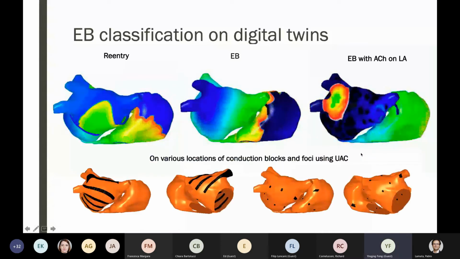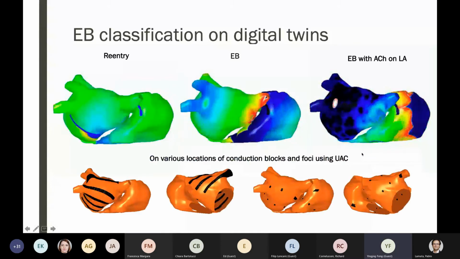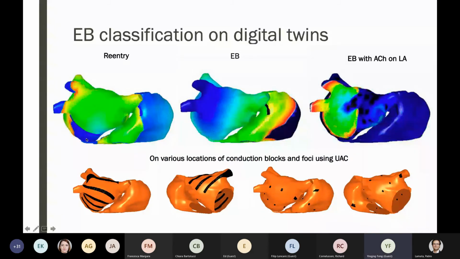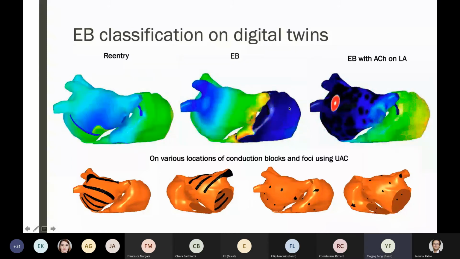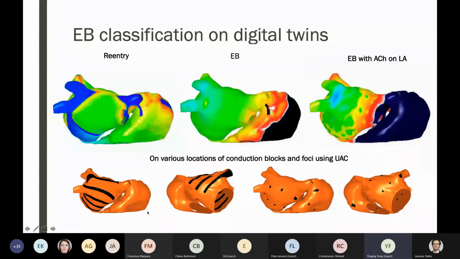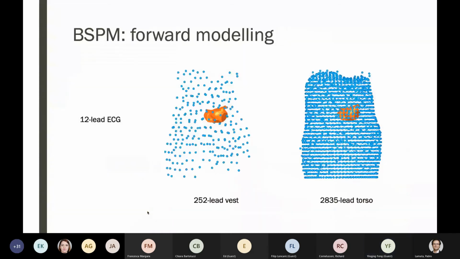And using UAC, we also selected conduction blocks or ectopic beat sites on various locations, and various lengths for the conduction blocks. And then we use modeling to calculate the surface ECG, including 12-lead ECG, 252-lead VESC, which is the model that Matron is using, and we are using them. And also we compute the torso leads, which is a higher resolution.